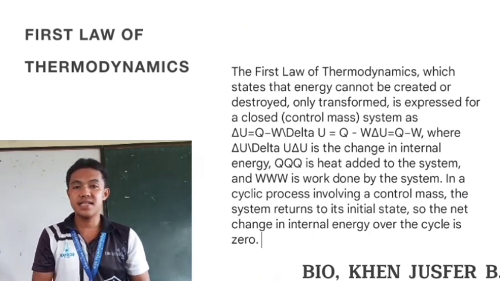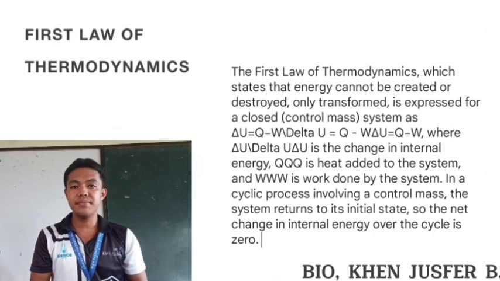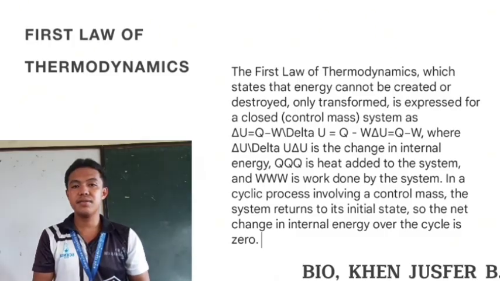In a cyclic process involving a control mass, the system returns to its initial state. So the net change in internal energy over the cycle is 0. Consequently, the net heat added equals the net work done, Q equals W, which is a foundational principle in the operation of heat engines and other cyclic thermodynamic devices.